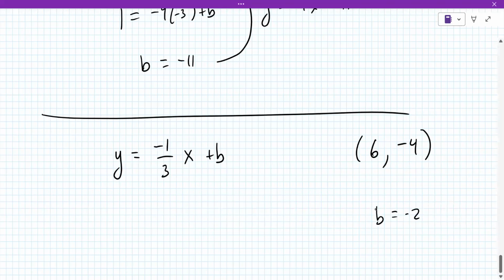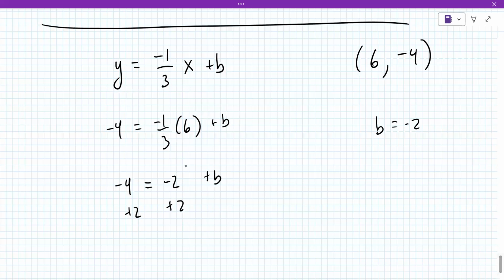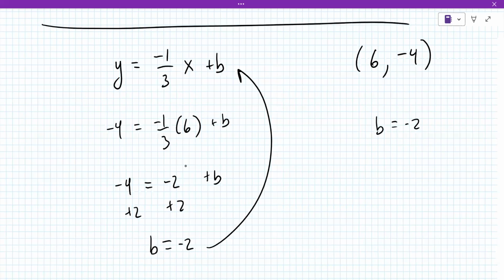That is possible. Let me see here. So it's -4 equals -1/3 times 6 plus b. So when you multiply these together, -1/3 times 6 is -2. So you add 2 to both sides, and yes, you get b equals -2. Good. You feel better about those types of problems now? Yeah, I do. Fantastic.